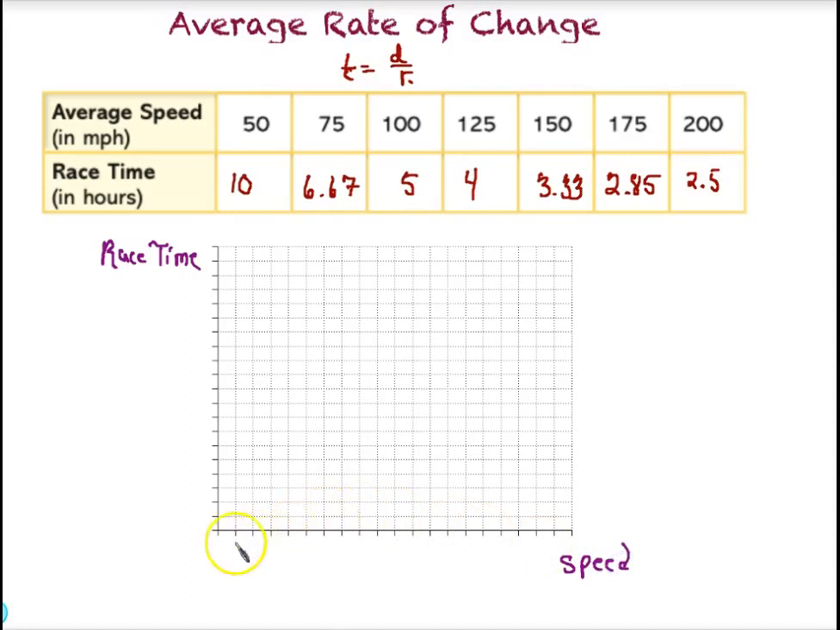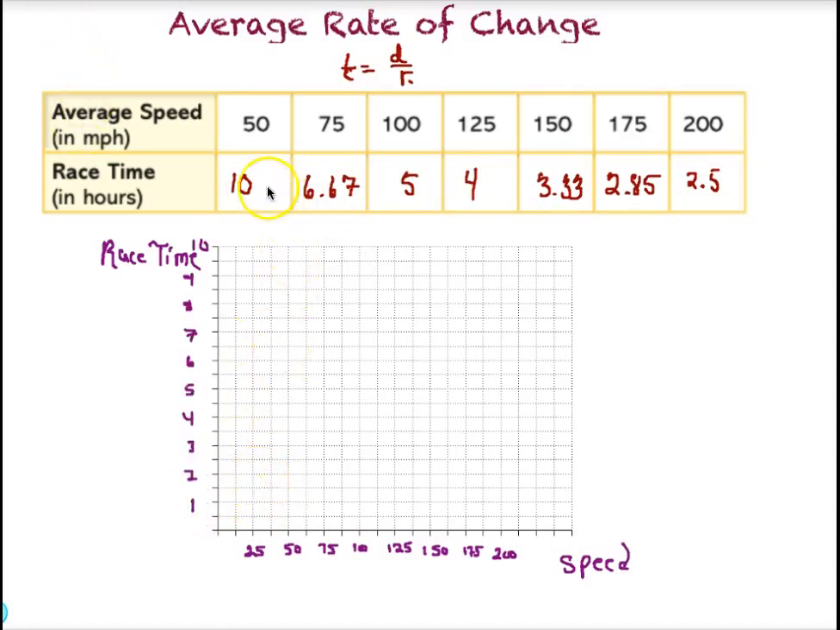The next step is to define our increments. Well, we're dealing with speed here, and our speed goes from 50 to 200. So that means I need to have increments where I can fit anywhere from 0 to 200 down here. For the bottom, for my x-axis or my independent variable, I decided to go by 25s. So I skip every other one and do 25, 50, 75, 100, and so on until I get to 200. Now for my y-axis, I just need to go up to 10. So for this one, I'll probably just count by ones.